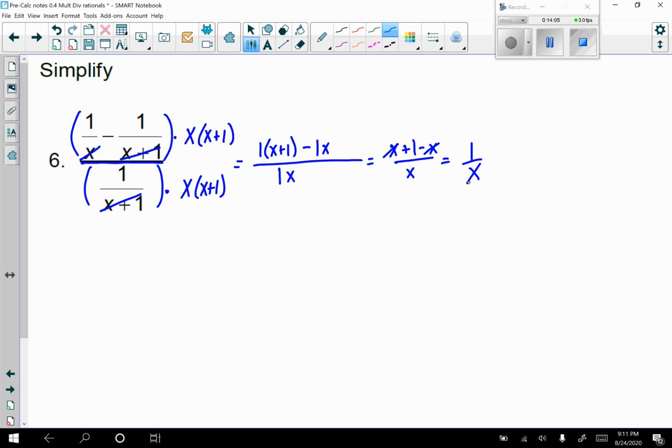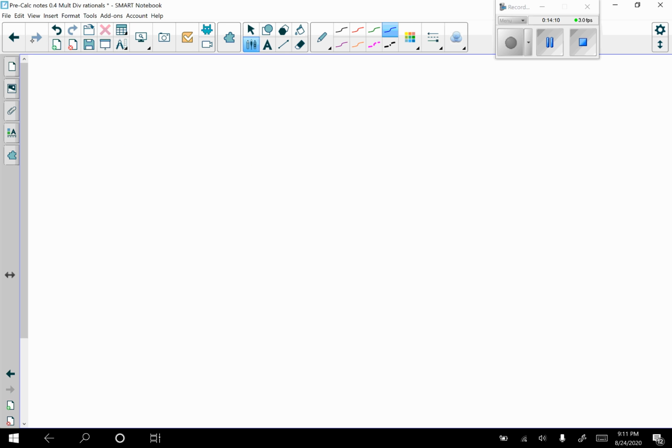All right, that is our complex fractions. So that'll get you through 0.4. So 0.4 on this one, we are doing all of that. And remember, these are due the next time you are in class to be submitted to Schoology.